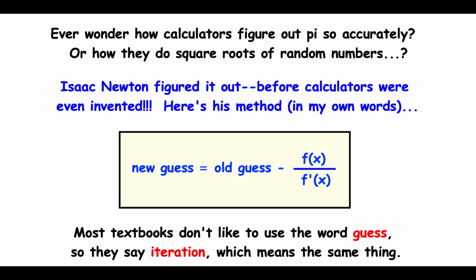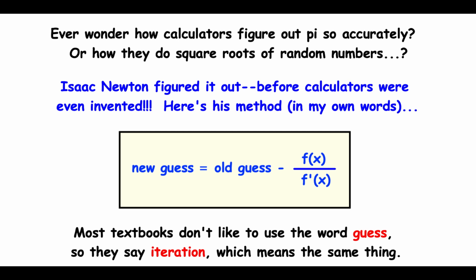And you can see that I've used the word guess a couple times. Our graphing calculators, Texas Instruments, that we use actually say guess sometimes when you're trying to find things. I always thought that was kind of cool. Those calculators are using Newton's method behind the scenes. Textbooks don't like to use the word guess. Typically, they'll call it an iteration, because iteration just sounds smarter. It means the same thing.